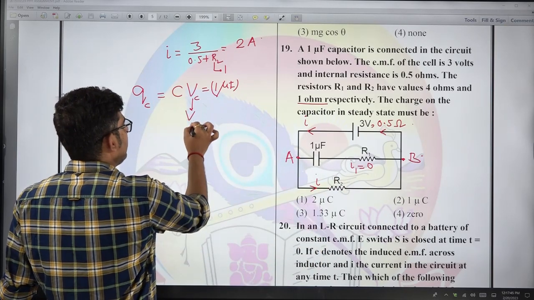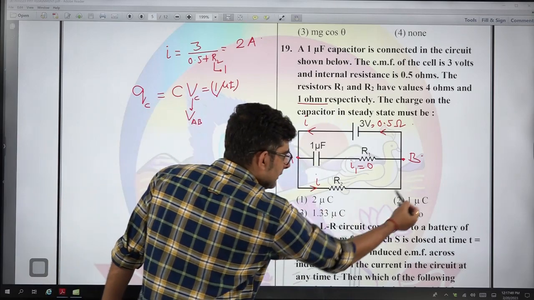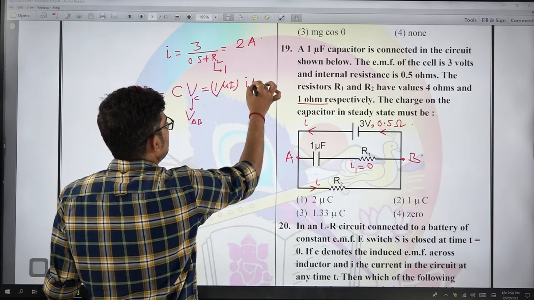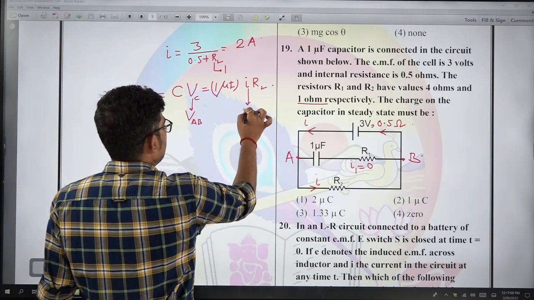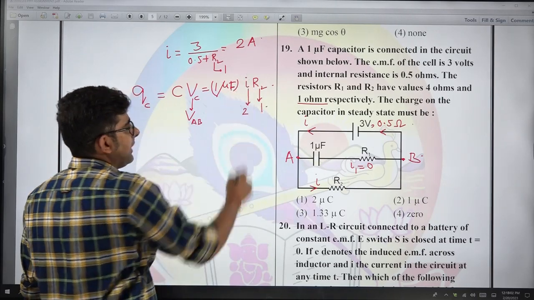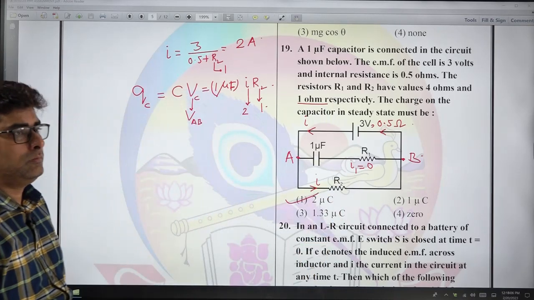So voltage across the capacitor is simply how much? VAB. But can you see from A to B one more path is there? So VAB is nothing but I into R2. What is I? I is 2. What is R2? 1, and C is 1 microfarad. So the answer will be 2 microcoulomb. That's it.